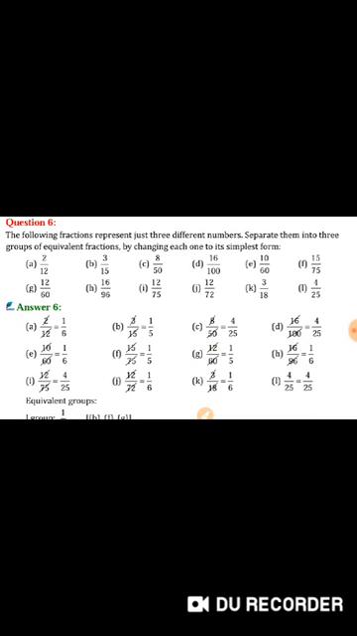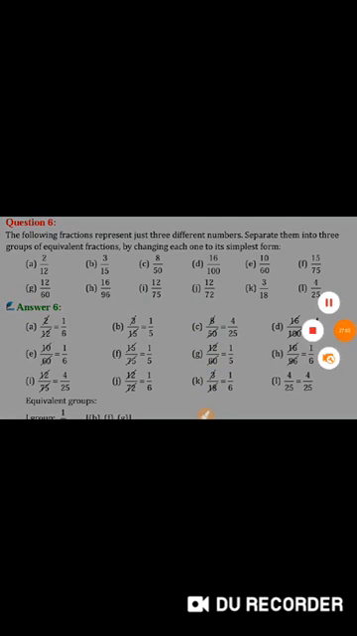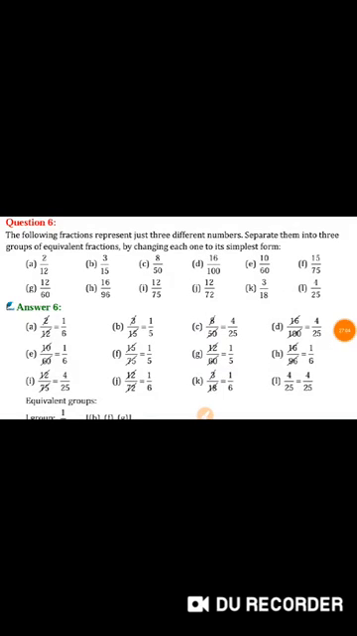Then go for the sixth question. The following fractions represent just three different numbers. Separate them into three groups of equivalent fractions by changing each one to its simplest form. So first we have to bring them to the simplest form. Then those which are equal, we can group like this.